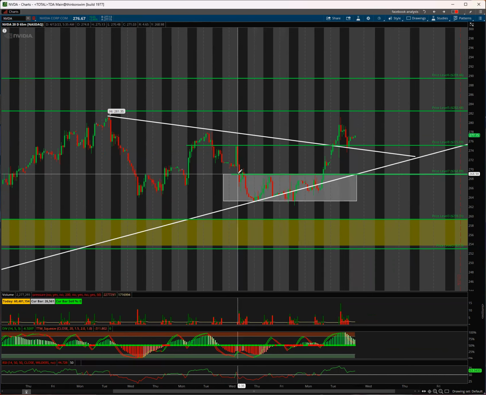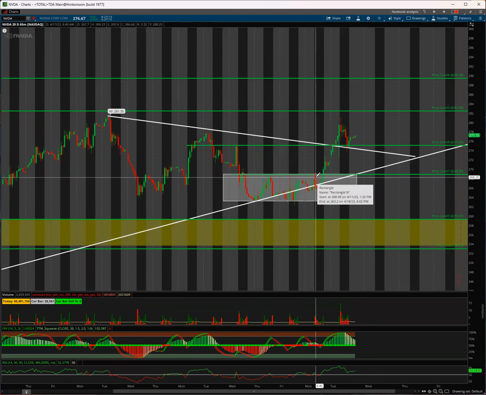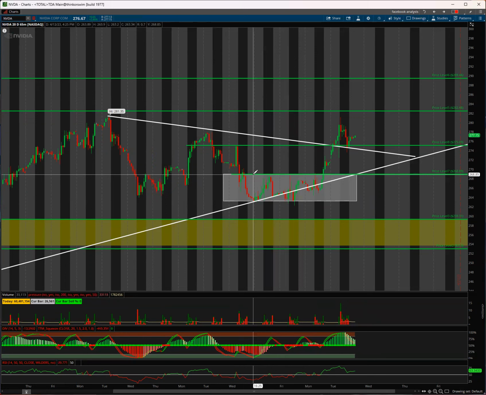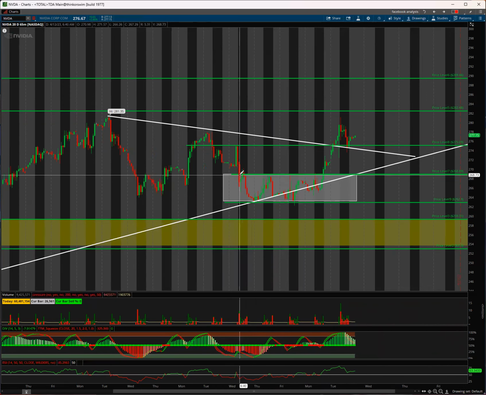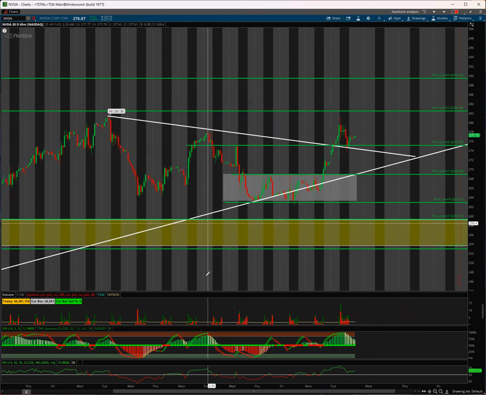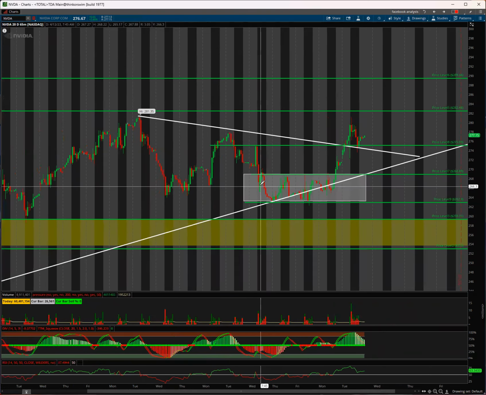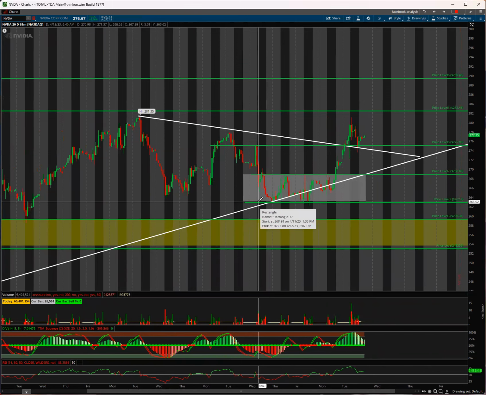So we have resistance right here, or supply zone, just because of how we have touched this resistance multiple times. 1, 2, 3, 4, 5, 6 times in this area at 269. This is going to be my resistance. If we get over that, that's going to be the breakout zone. And down here is where my demand zone is. So we have a supply zone and demand zone right here on NVIDIA. Resistance, support.